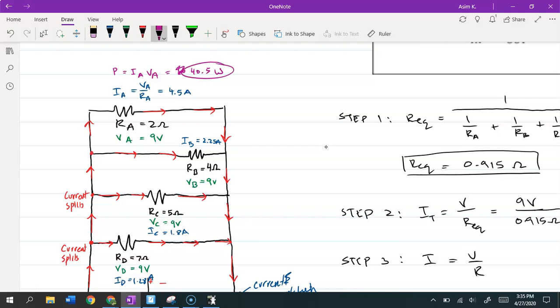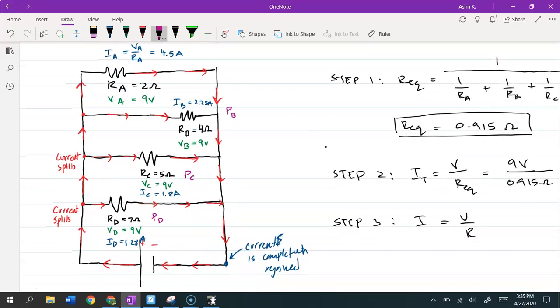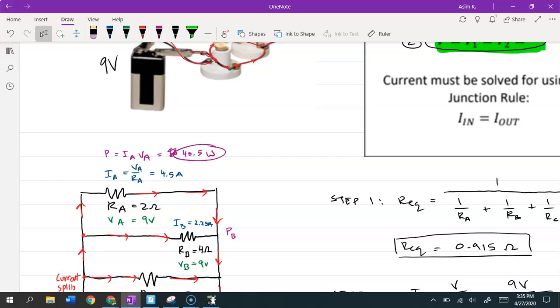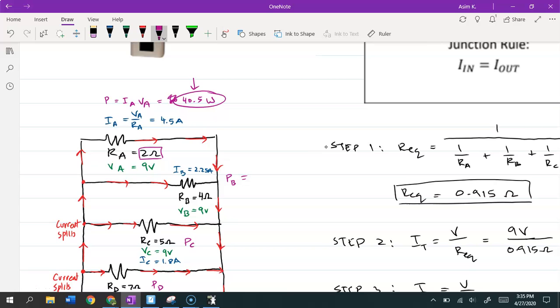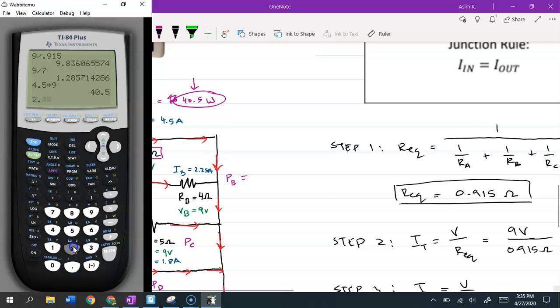Now I want you to realize something, and you're welcome to solve for the other ones. I want you to solve for the other ones. So find power B, find power C, find power D. You want to realize something here: notice that the one that has the least amount of resistance has a lot of power that is running through it. If you go to the next one, PB is equal to IV, right? So IB times VB. And so that's 2.25 times 9. And now you get 20.25 watts.